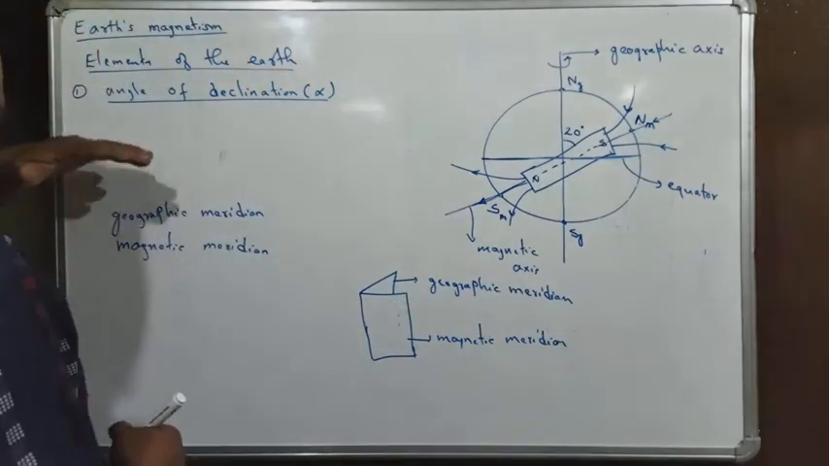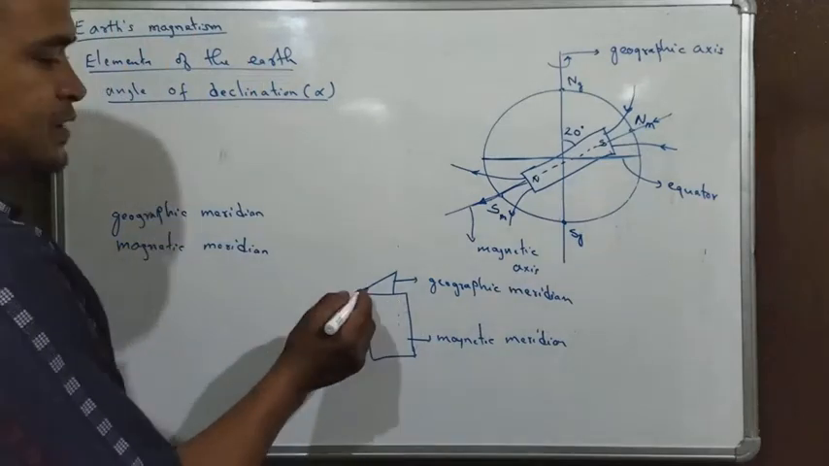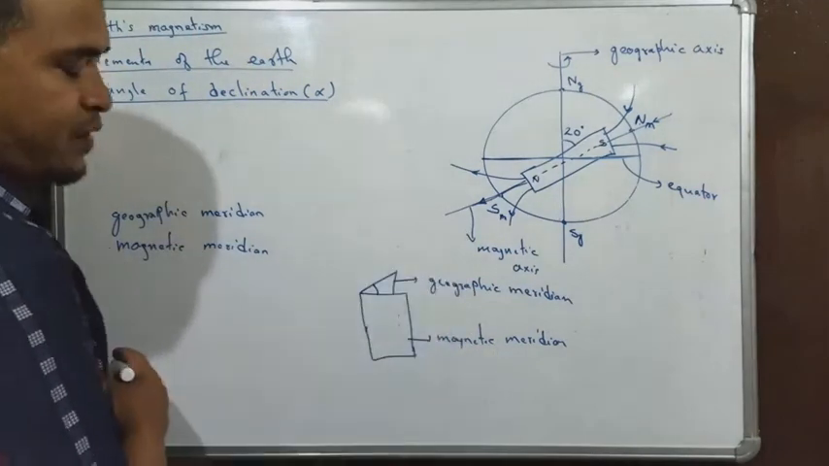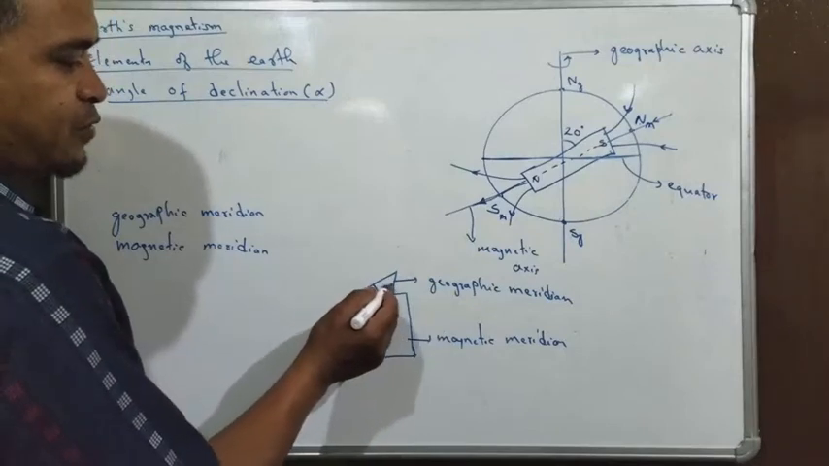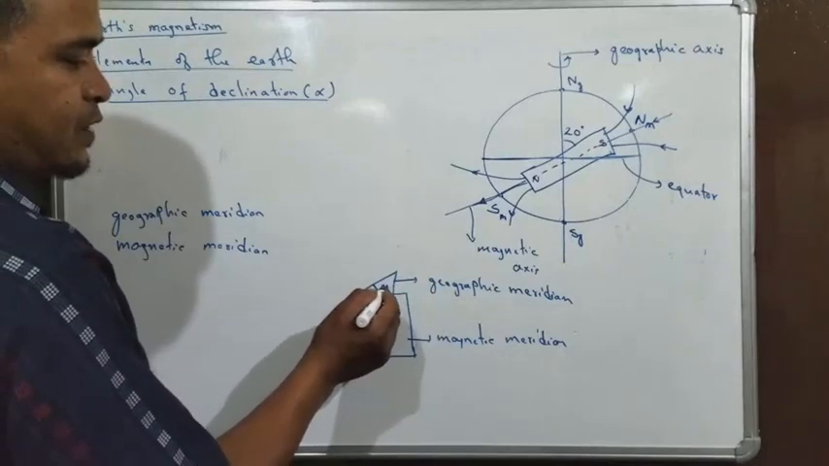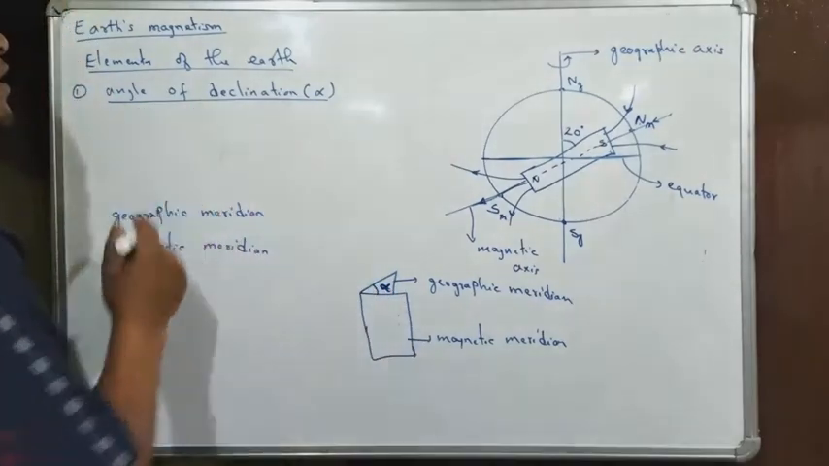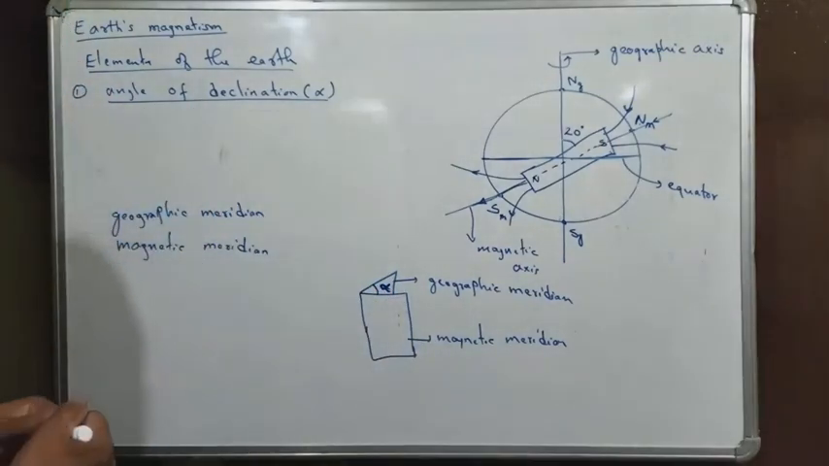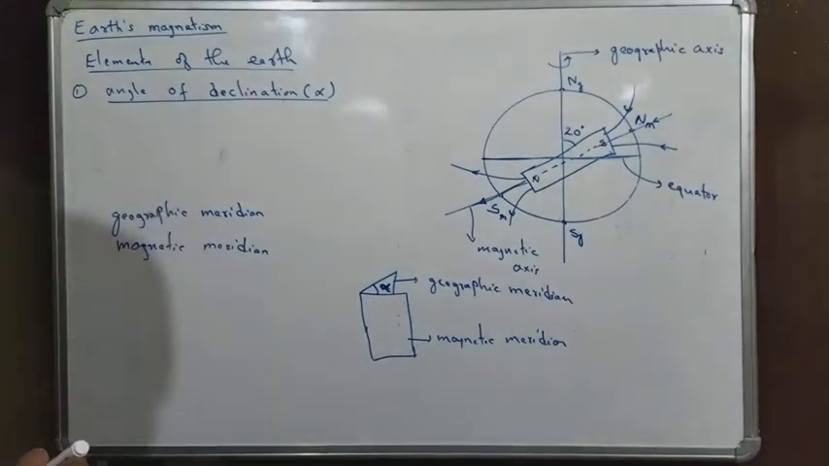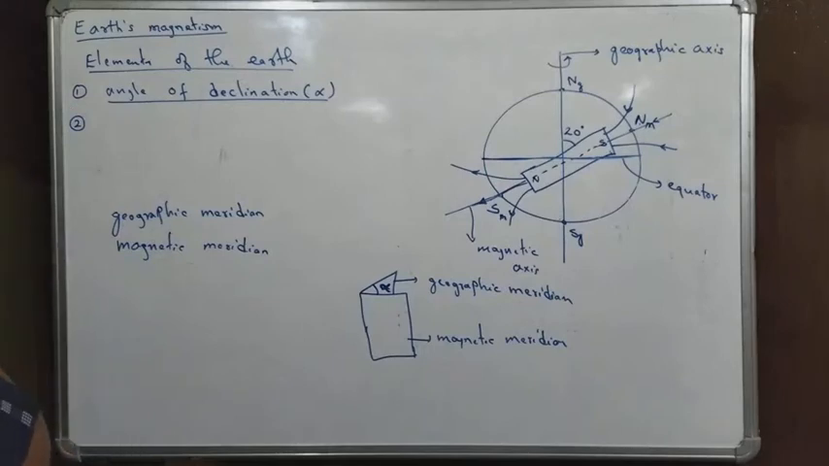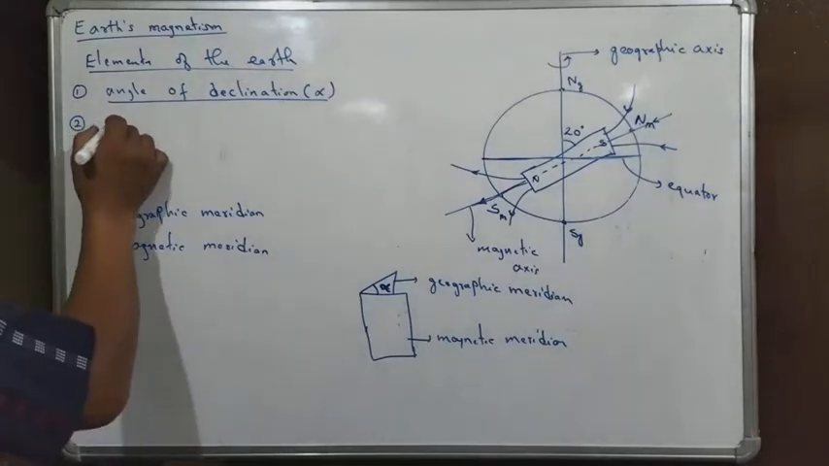So the angle of declination is the angle between the magnetic meridian and the geographic meridian. This angle between these two planes is denoted by alpha, and it is known as the angle of declination. So that is the first element of the earth. The second element of the earth is the angle of dip.